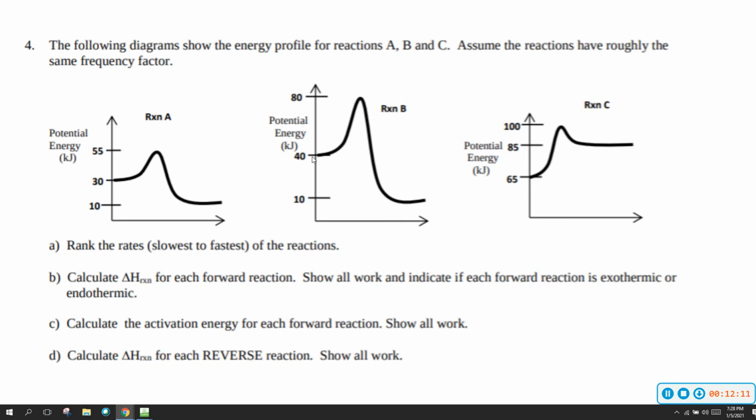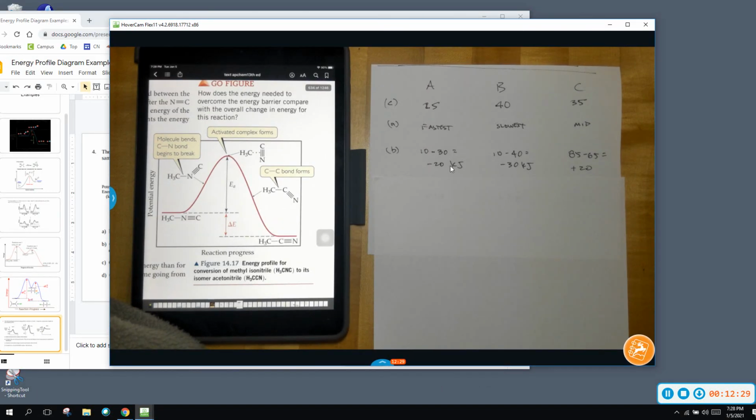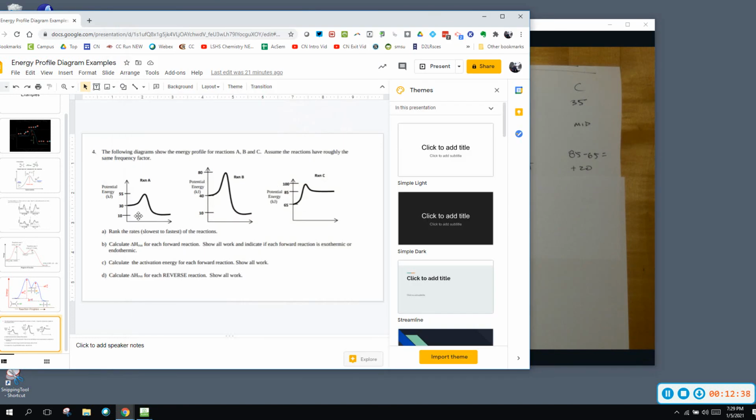For this one, we go from 40 to 10. So 10 minus 40 is 30. So it'd be negative 30 kilojoules for that one. And then this one is going to be endothermic, right? Because it goes from 65 up to 85. So we go 85 minus 65, we'd have a positive 20 for that one. So just looking at my results right here, you can see negative 20 for A, negative 30 kilojoules for B, and positive 20 for C. So watch out for those and make sure that you're going from final minus initial to find those.